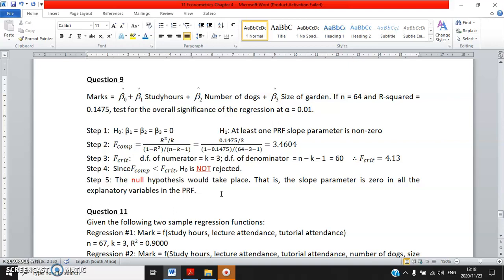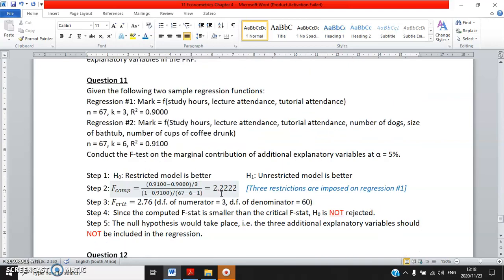Okay, happy with that? Then I'll move on to do the F-test questions 11 and 12 in connection with the other type of F-test about the restriction. Let me rather start off with the second regression. Marks explained by lecture attendance, tutorial attendance, number of dogs, which is clearly irrelevant. Size of the bathtub is irrelevant. Then the number of cups of coffee drunk, clearly irrelevant. Otherwise, I would drink more coffee in order to pass with flying colors.